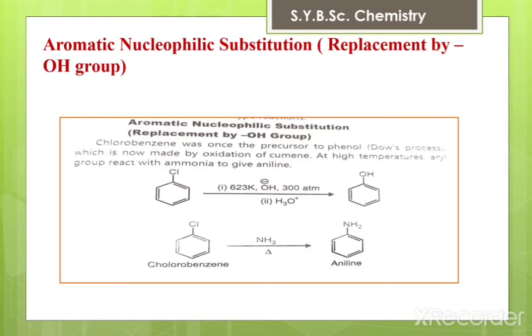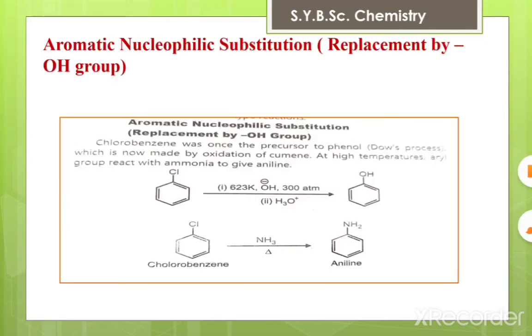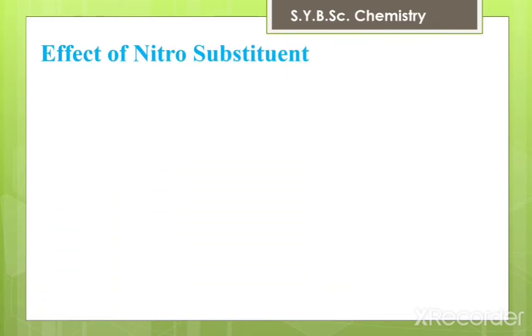Here, the aryl group reacts with ammonia to give aniline. In the first reaction, chlorobenzene, when treated with hydroxide ion, gives phenol. In another method, chlorobenzene on treatment with ammonia in a heated reaction mixture gives aniline. Okay. Now next, the effect of nitro substituents.